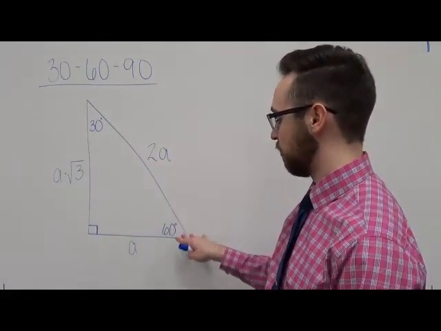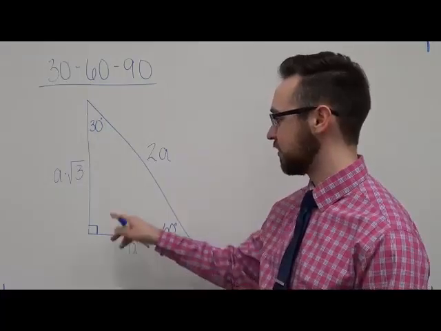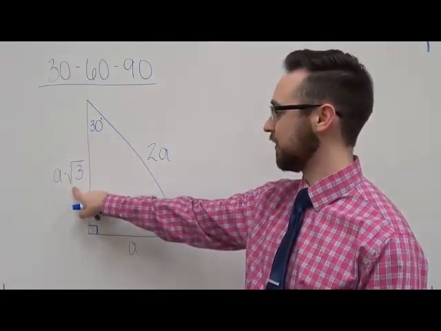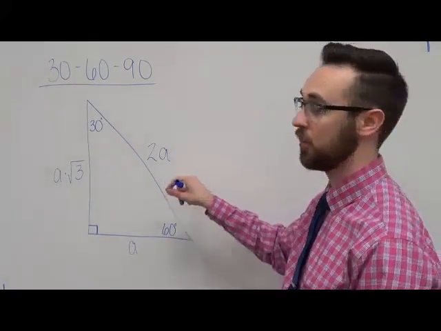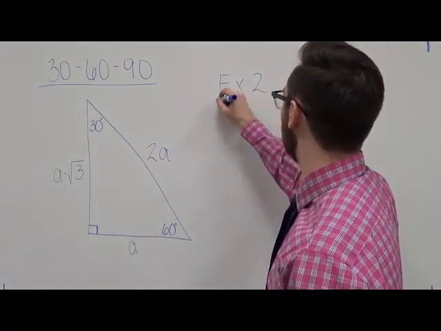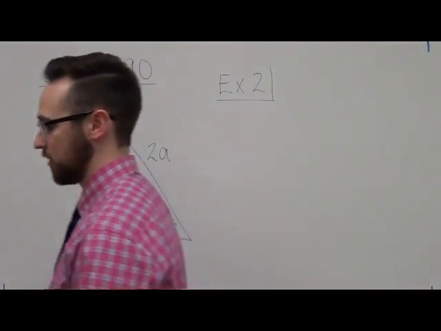And so these are our proportions. You always take the base, which is the opposite of that 30, multiply by the square root of 3 to get to this one, multiply by 2 to get to this one. So let's do a quick example of this one, and then we'll do more practice of this one in class.